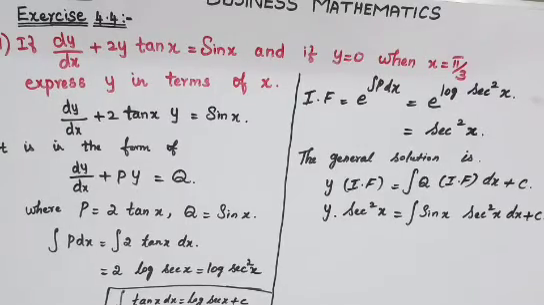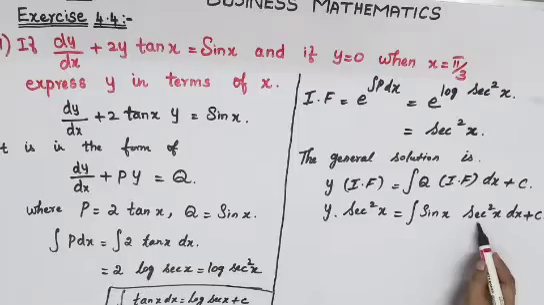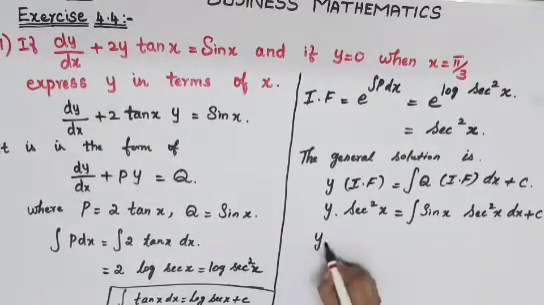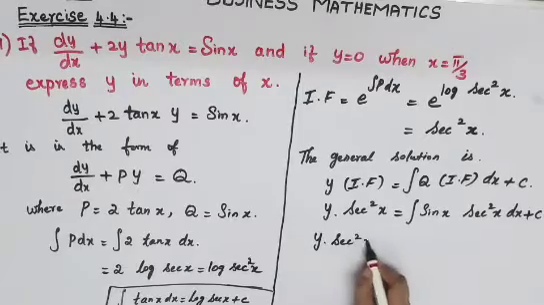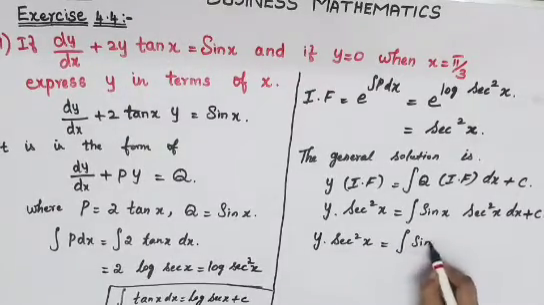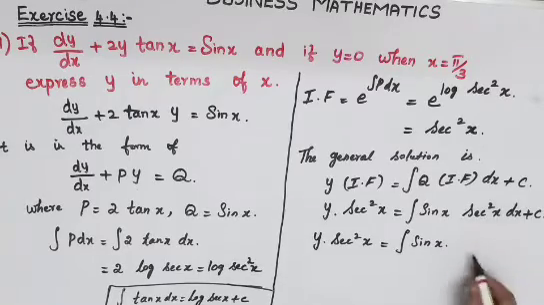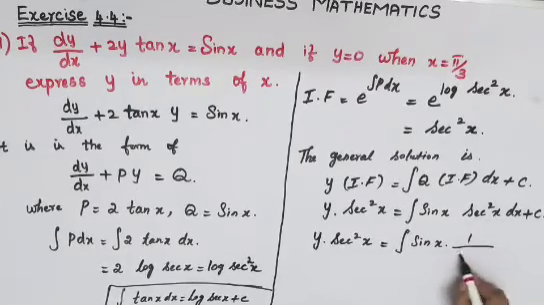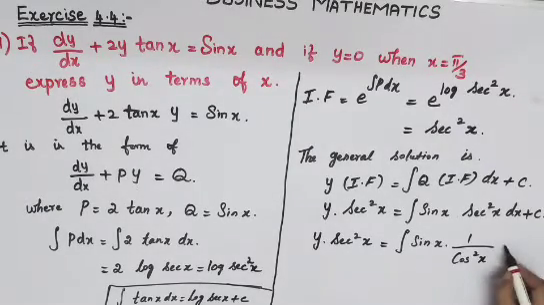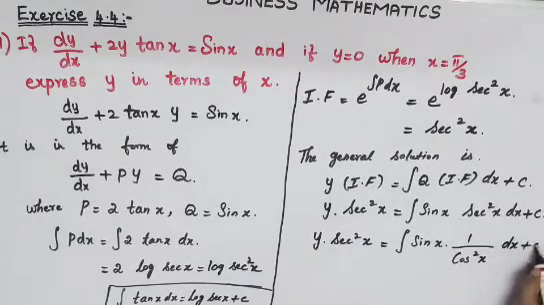So the next is you will have to go for your alteration. The first step is secant square, I will just convert it in terms of cos. So y into secant square x will be there as it is. That is equal to integral sin x, you keep as it is, and secant square I will write as 1 by cos square x, because secant x is equal to 1 by cos x, we know, into dx plus c.